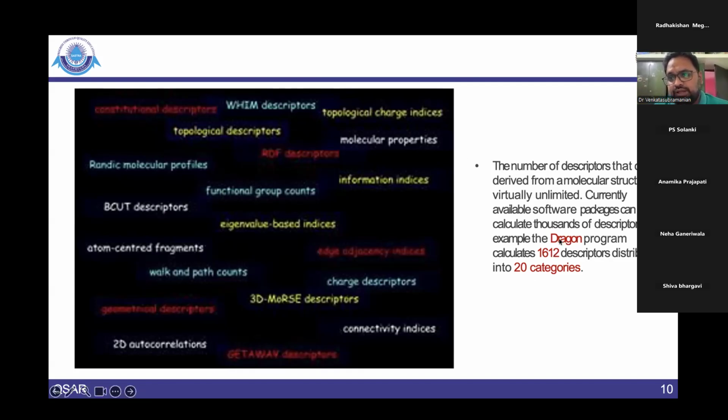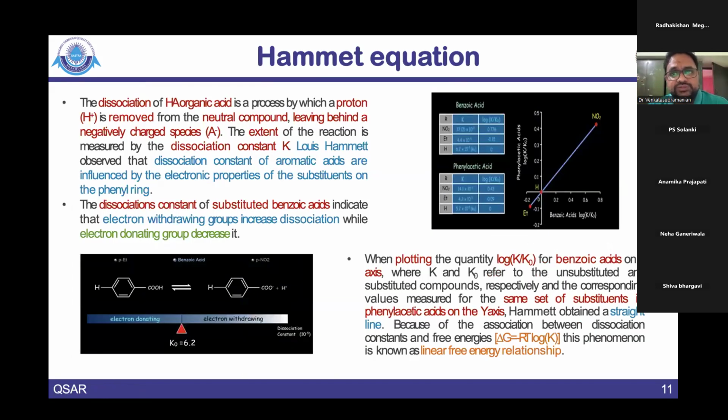Okay, so for example, there is one program that uses 1612 descriptors, and they can be grouped into 20 categories. So that means that there are so many different descriptors. The first mathematical correlation you can start with is what we call the Hammett equation. All of us know that it is basically an equation that correlates the pKa values to the K naught equilibrium constants.